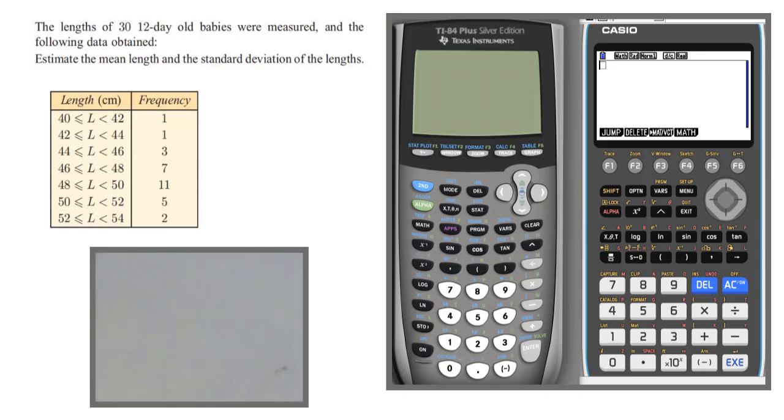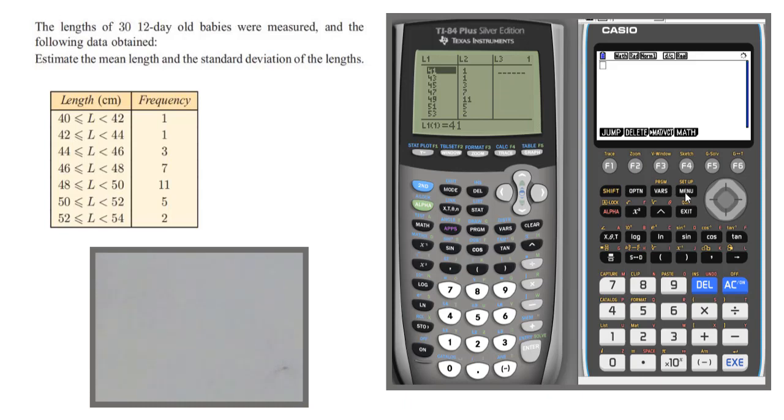So the only difference between a grouped frequency table and a frequency table with regard to calculating means and standard deviations is that, for your x values, you just use midpoints. So I have already put list 1 and list 2 into the calculators, so let's have a look. On the TI, if we go to Stat and Edit, you can see I've got the midpoints. The midpoint of 40 and 42 is 41. The midpoint of 42 and 44 is 43, and so on. I've got the frequencies over here as well.